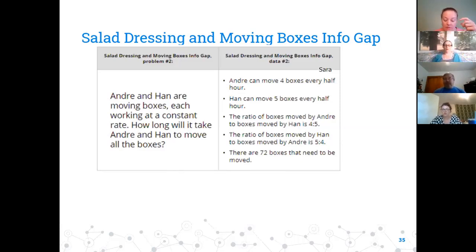So is it how long to move all the boxes? Is that the question I'm trying to find? How long will it take Andre and Han to move all the boxes? Yes. Okay, great. So then now everybody, you will solve and I will solve, and then we will share our responses. Okay, so I'm going to pause and give about 3 to 5 minutes for you to solve this problem.